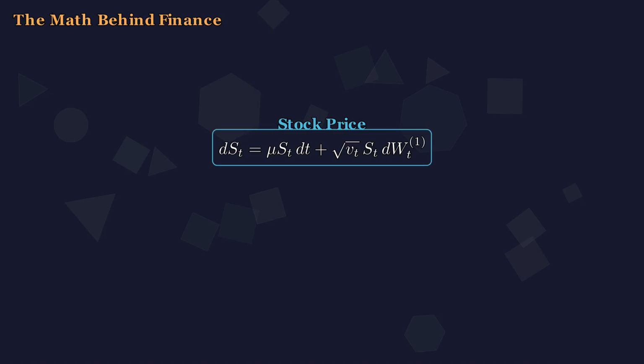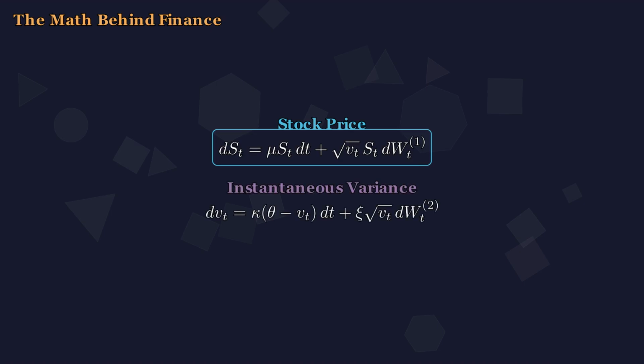Let us now write down the Heston model precisely. First, the stock price. dS equals mu S dt plus the square root of V times S times dW1. This looks almost like Black-Scholes. The key difference is here. Instead of a constant sigma, we have the square root of V sub t. The volatility itself is now a random variable.